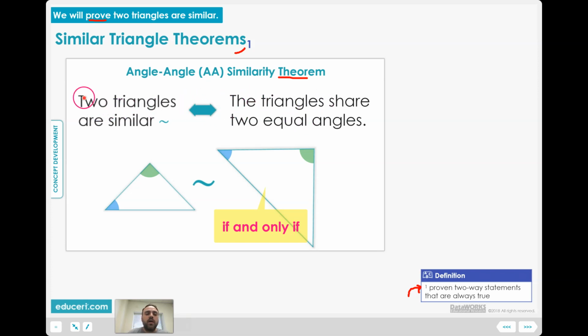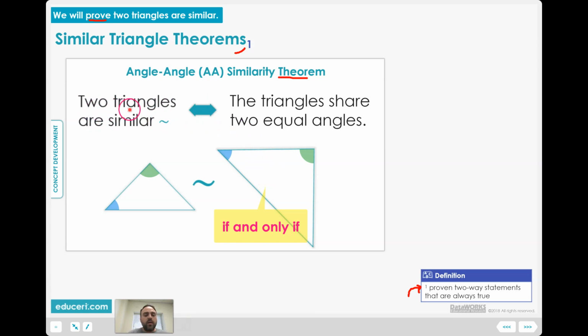So let's read it starting from the left to the right. Ready? Read. Two triangles are similar if and only if the two triangles share two equal angles. Read it from the right to the left, starting here with the triangles. Ready? Read. The triangles share two equal angles if and only if the two triangles are similar.